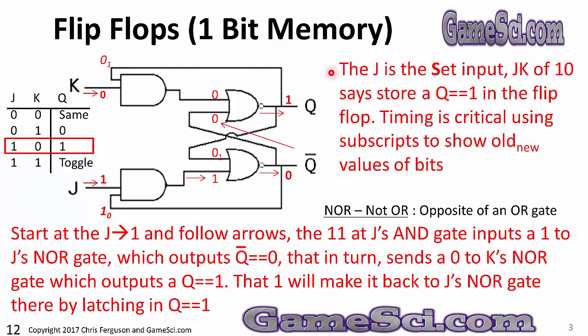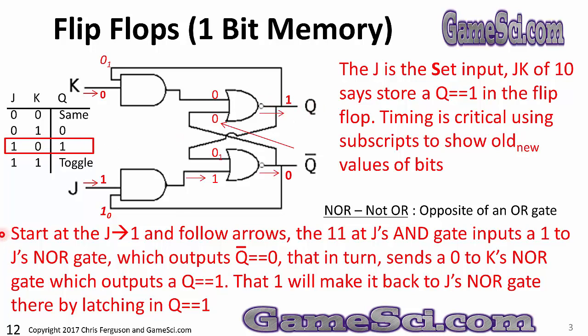The J is the set input. JK of 1, 0 says store a Q equal to 1 in the flip-flop. Timing is critical, so I'm using subscripts to show old and new values of the bits. The old value is the main number. The subscript is the new value that it will change to. Let's look at this line of the JK truth table. With a 1 for J and a 0 for K, I should set the value of Q to 1. And there it is. Q is set to 1.